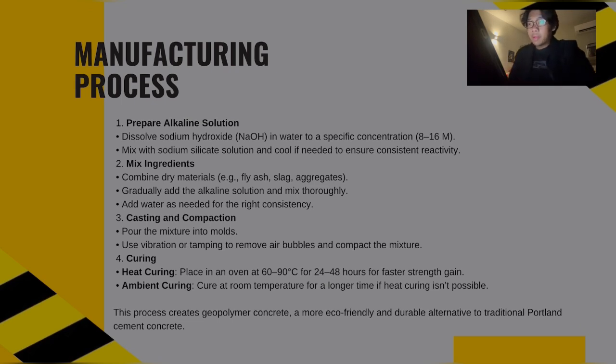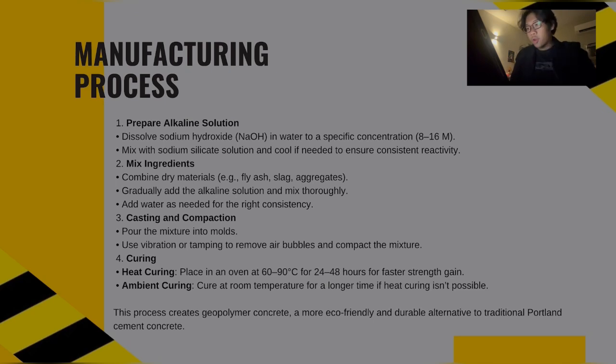Next, I'll be explaining the manufacturing process. Number one, we have to prepare the alkaline solution: dissolve sodium hydroxide in water to a specific concentration. Number two, mix the ingredients: combine dry materials, gradually add the alkaline solution and mix thoroughly. Number three, casting and compaction. Pour the mixture into molds and use vibration to remove the air bubbles and compact the mixture.